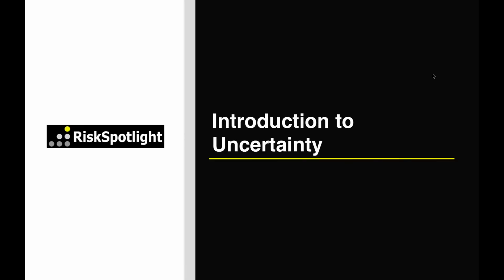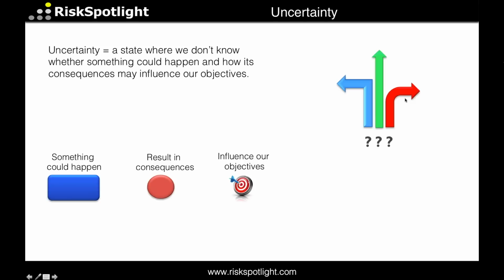So let's first start with this concept of uncertainty before we go into the concept of risk and then go into the concept of operational risk. So uncertainty, there are lots of definitions out there, but just for this course, the definition I would use is that it's a state where we don't know whether something could happen, and if it could happen, it would result in some consequences. And then we only care about those consequences if it may influence some objective we are trying to achieve.